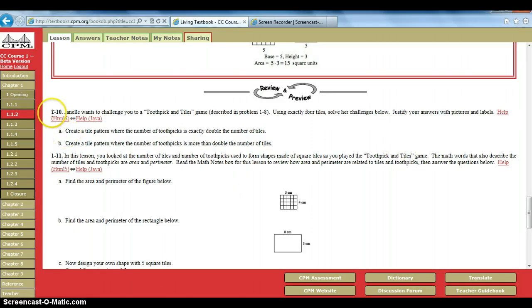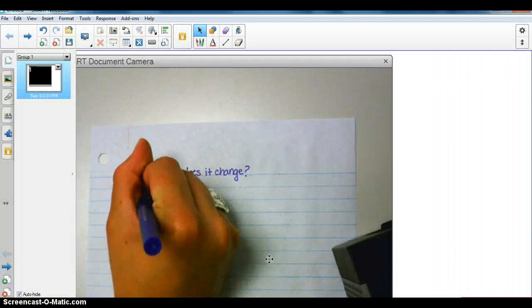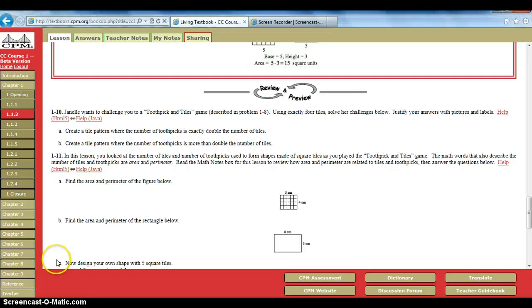So here you have 1-10A. That's going to be your first problem. So if you go back, you're going to want to write 1-10 and then A, because that's the first problem that you're going to be solving, if that makes sense. So let's go back to 1-10A. It says, create a tile pattern where the number of toothpicks is exactly double the number of tiles. Create a tile pattern where the number of toothpicks is exactly double the number of tiles.